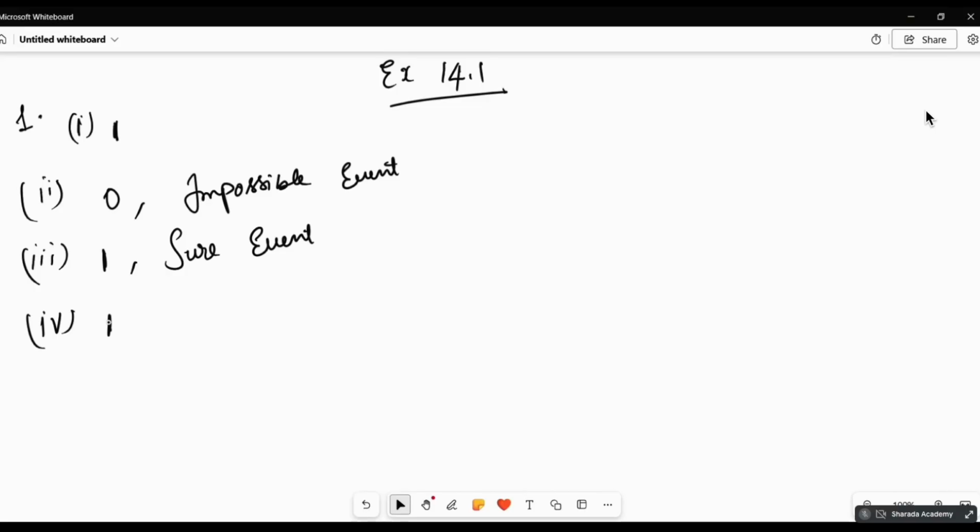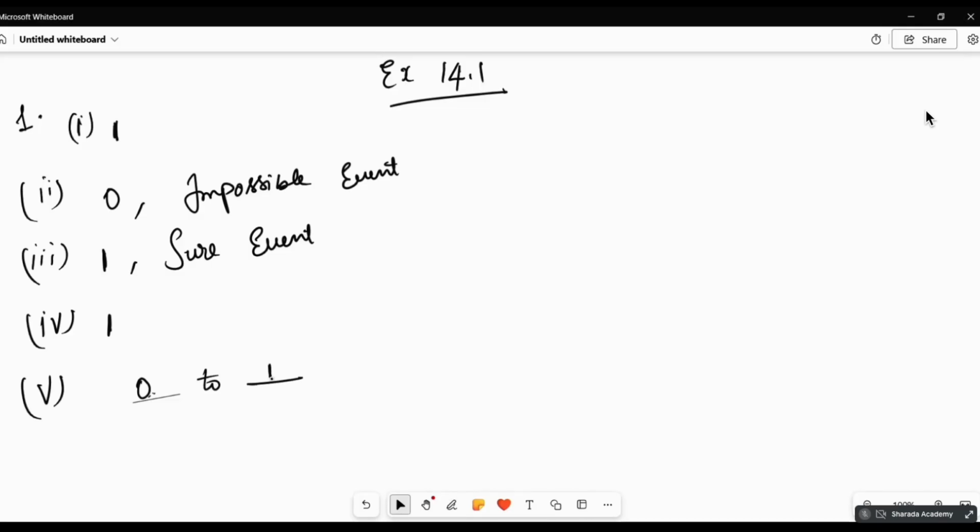Next. Lakshit, fifth one. Greater than or equal to 0, and less than or equal to 1. Correct. So the probability is greater than or equal to 0 and less than or equal to 1.